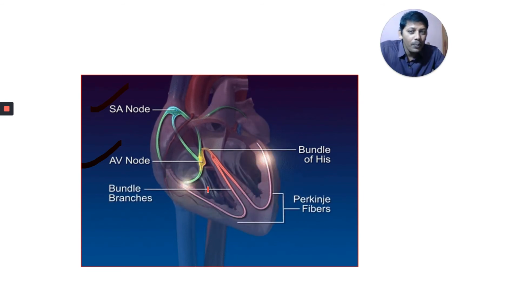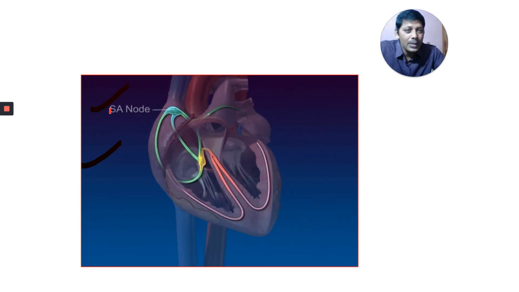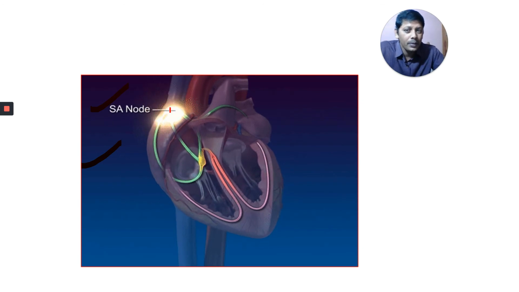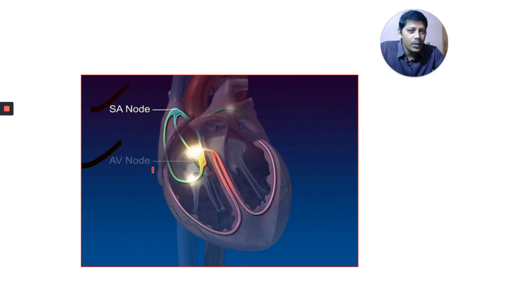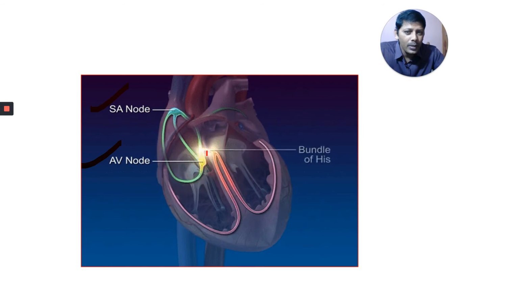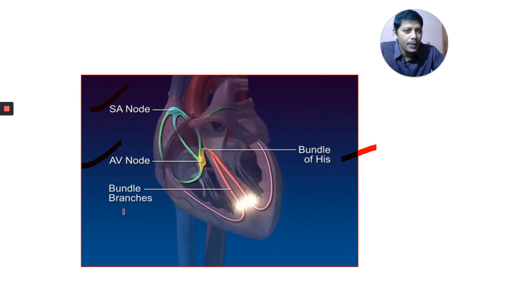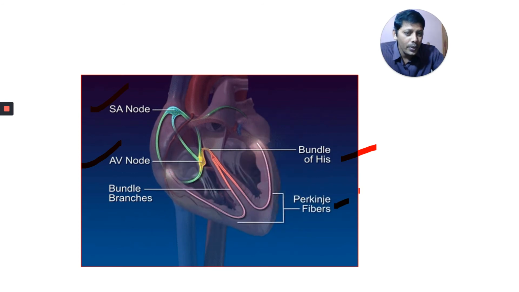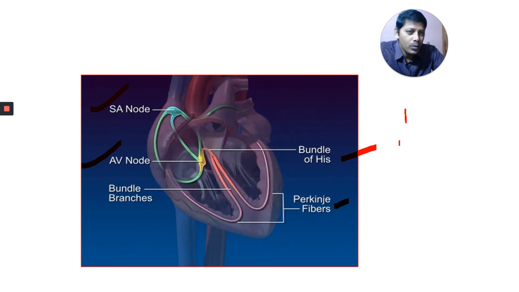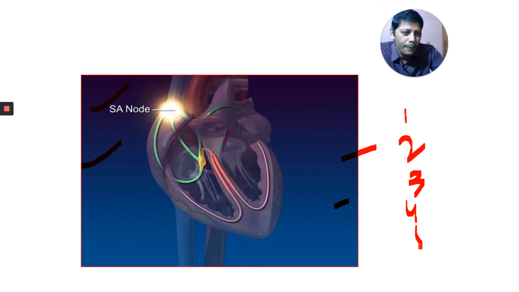You can see one part coming after another part. First the SA node is coming. Next, what part is going to come here? The AV node. Then what is going to come here? The bundle of His. This is the next one. What is that? Bundle branches. And our next one, the final one, Purkinje fibers. Five structures you can observe here.